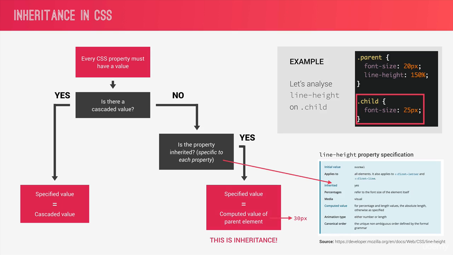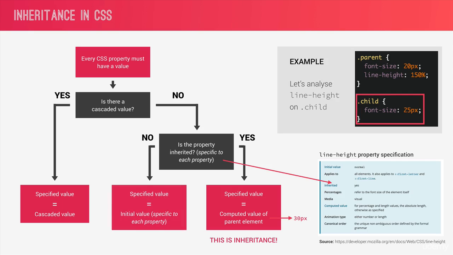And so the line height in the child element will also be 30 pixels, not 150% of the 25 pixel font size. Got it? So again, it's not simply the declared value that's passed, but the computed value. Now, if it's a property that's not inherited, like for example padding, then the specified value will become the initial value, which is also specific to each property. In the case of padding, that's just 0 pixels, like we actually saw in the last lecture. Again, you don't need to memorize these initial values, because they are all just rather intuitive.